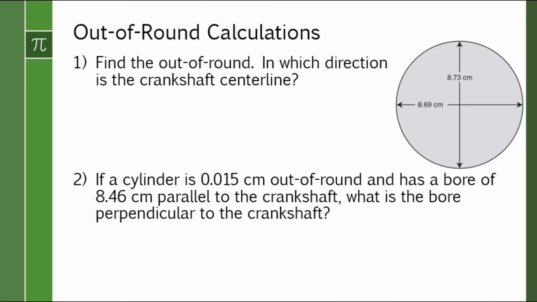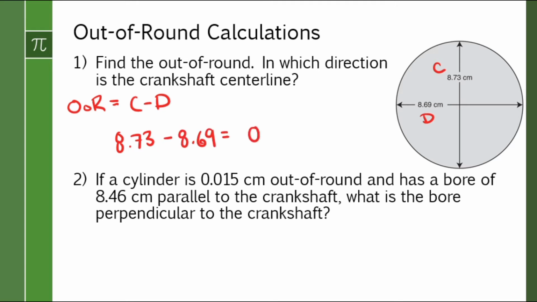So looking at some calculations for out of round, number one is pretty straightforward. I see a big number and a small number. The big number is C. The small number is D. Out of round, that's my abbreviation, equals C minus D. So in this case, we just take 8.73 centimeters, subtract 8.69, and that gives me 0.04 centimeters, which is the out of round, or the difference in the bore diameter perpendicular versus parallel to the crankshaft direction.